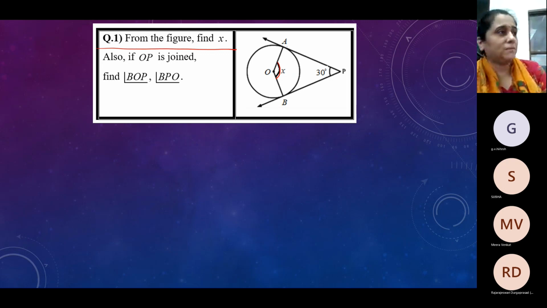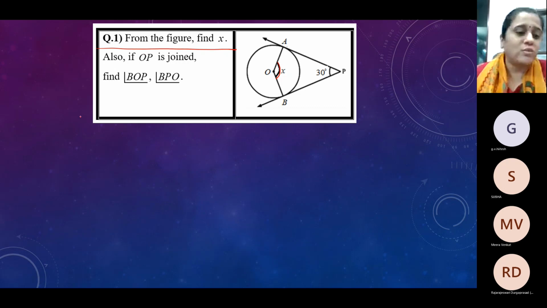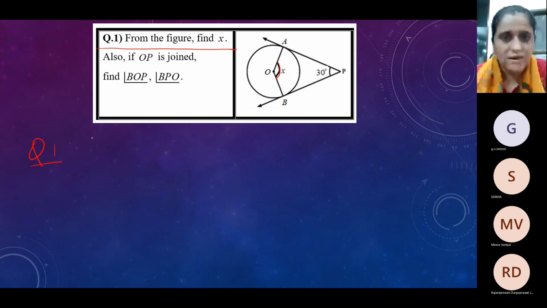150. X is equal to 150 because OAPB is a cyclic quadrilateral. We have proved this, meaning you must have seen this in the chapter Circles in the exercise. Remember that. You should write question number 1. If any information is new to you, make a note of that. I said OAPB is a cyclic quadrilateral. If that's new to you, make a note of it.